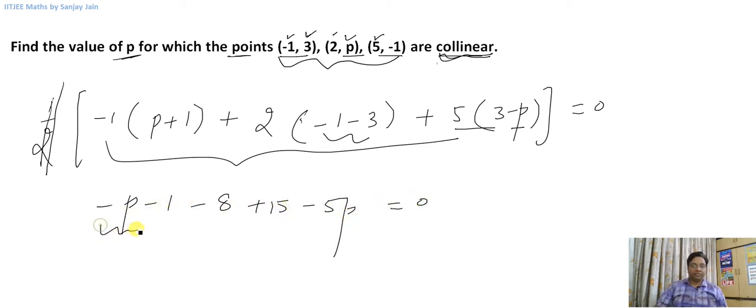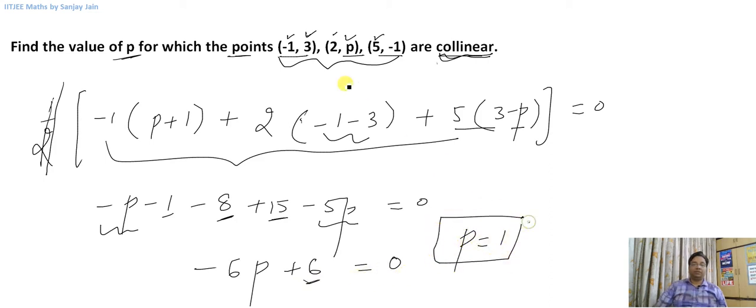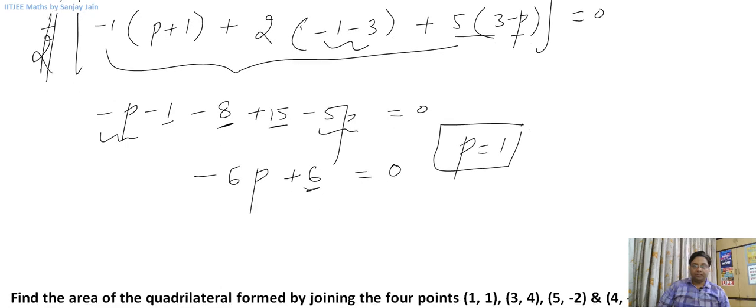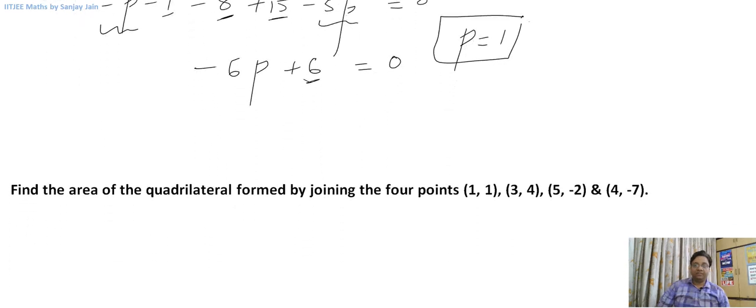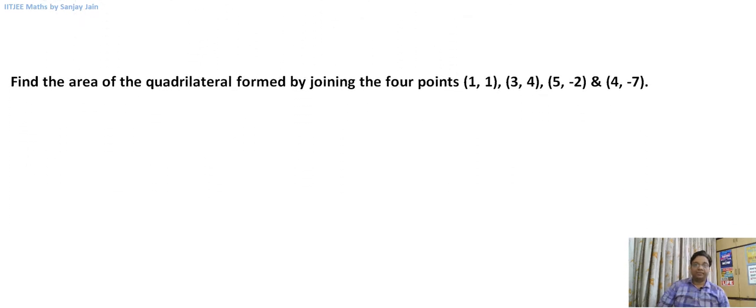So how many p's are there? Minus p minus 5p, so total minus 6p. And this is 15 minus 8, 7 minus 1, 6. So I'll have 6 here, right? If I take it on the right hand side, it will become minus 6. So p will be equal to 1 for these 3 points to be collinear. Okay, I hope this question is clear to you. This was a simple application of the formula that we derived for area of a triangle, right?